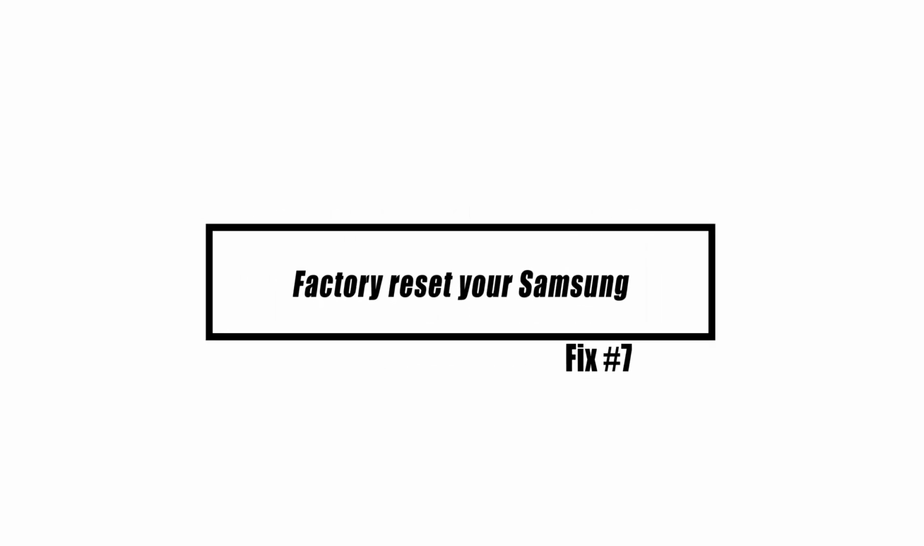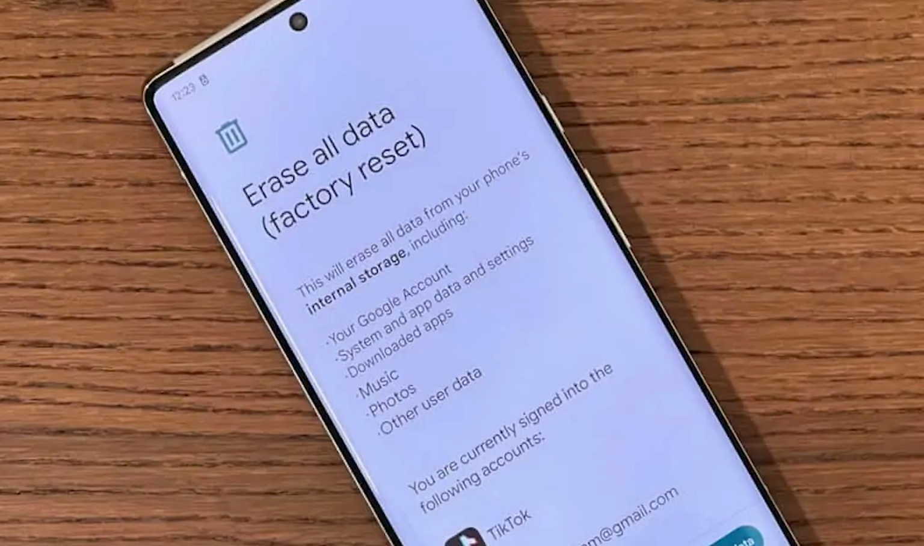The last but not least option is to perform a factory reset. This method has been shown to be helpful in resolving all types of blurry camera issues on Samsung smartphones caused by faulty software or apps.